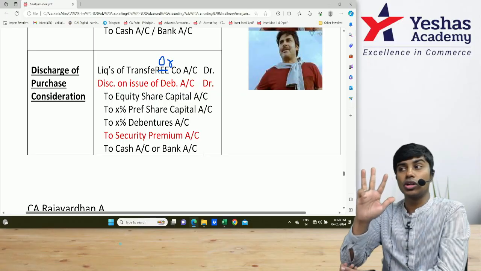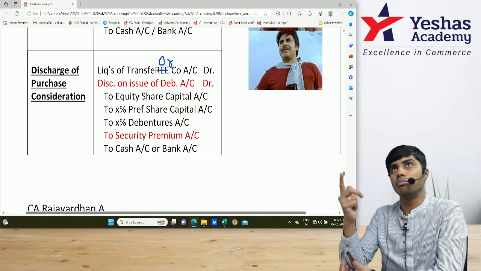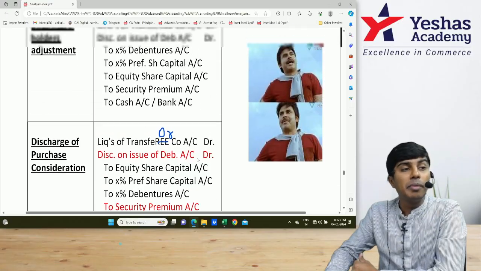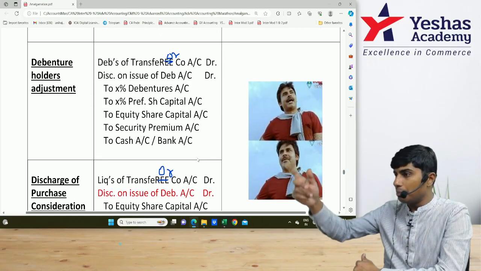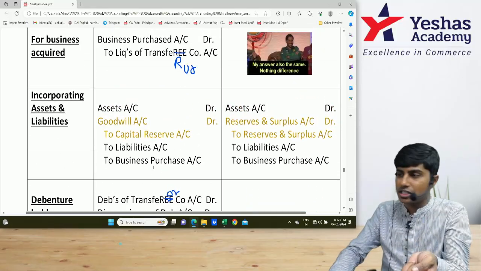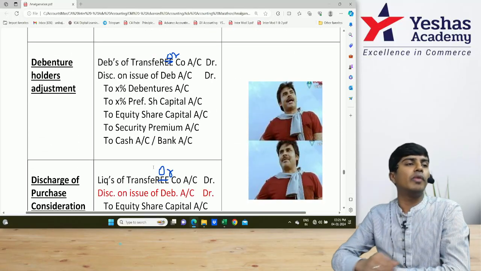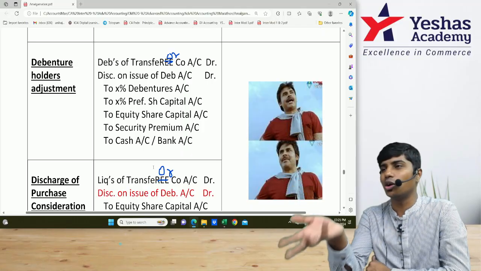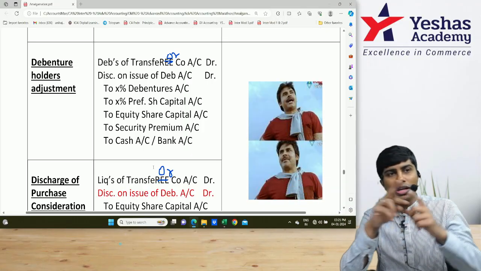DRUMS. S won't come if it is purchase, sorry, merger. What is D? Debenture. Debentures of transferor company will be taken over by us in our business purchase entry. Those debentures are no more valid, the reason being that the company itself is shut down. How can the debentures be functional? So we'll cancel the debentures.